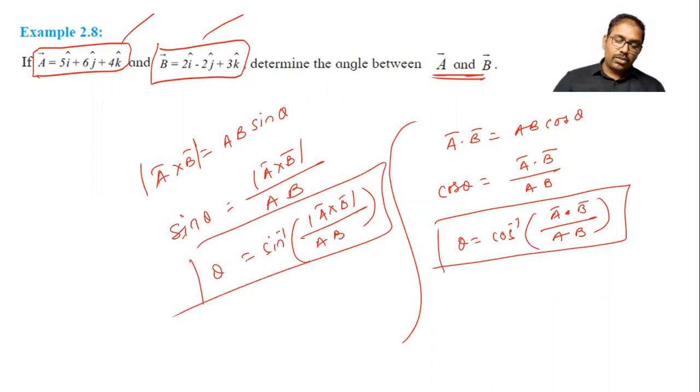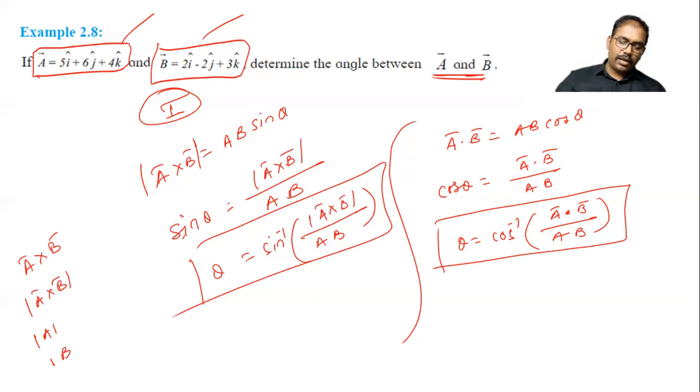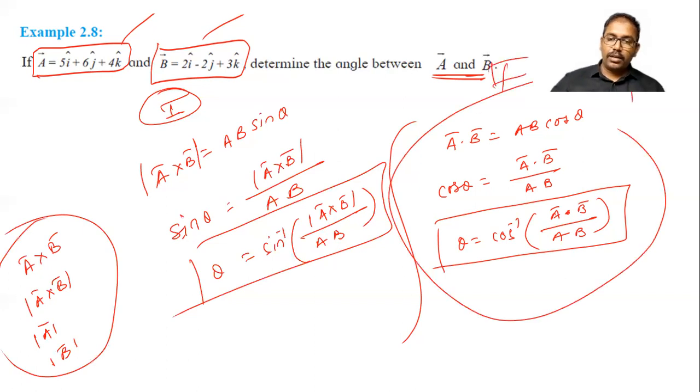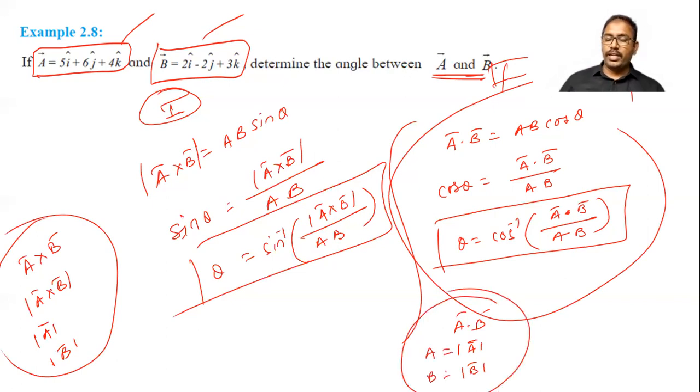But listen here. To use the first formula, you have to find A bar cross B bar, then the magnitude of A bar cross B bar, then magnitude of A, magnitude of B, and then you can put them in the formula. In the second formula, you have to find A bar dot B bar. It is very easy, in two lines we can get it. Then magnitude of A bar, magnitude of B bar, means A and B you have to find out. These three we get by very easy steps. So this is a very easy formula to solve the angle problems.